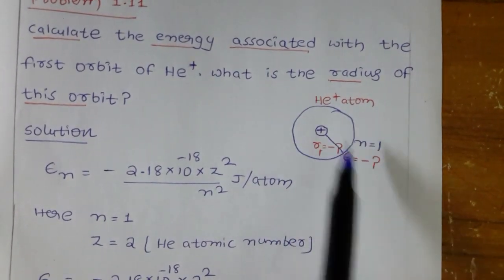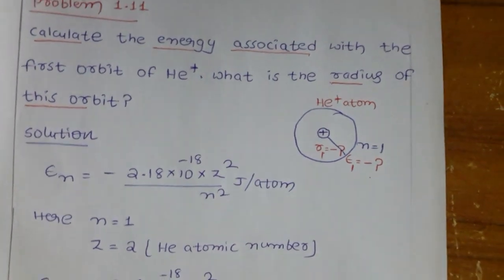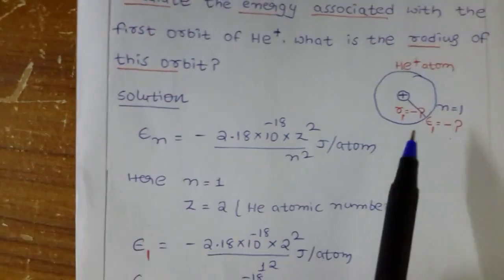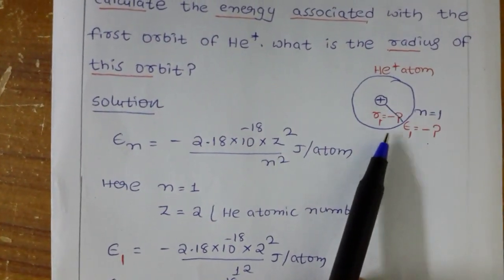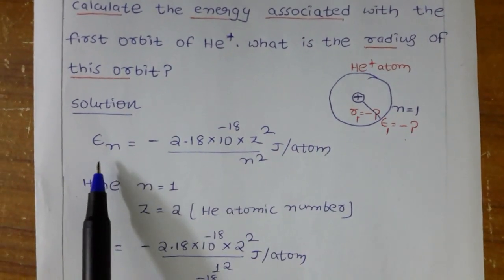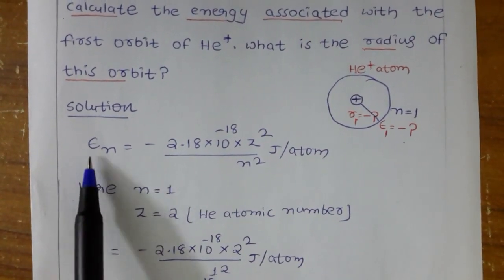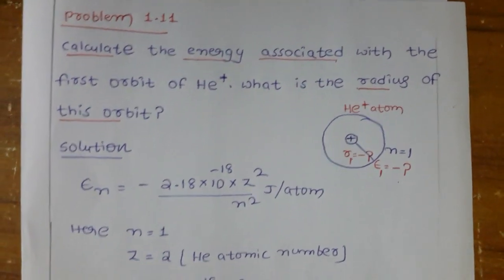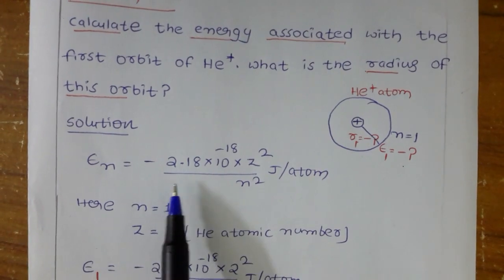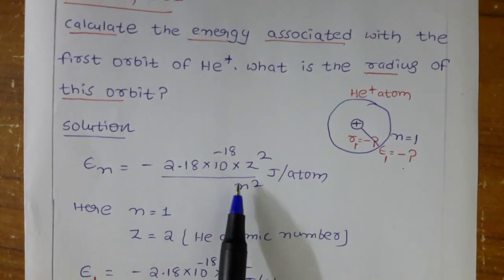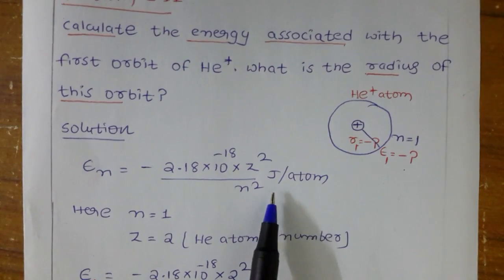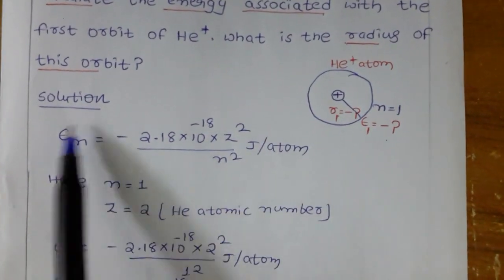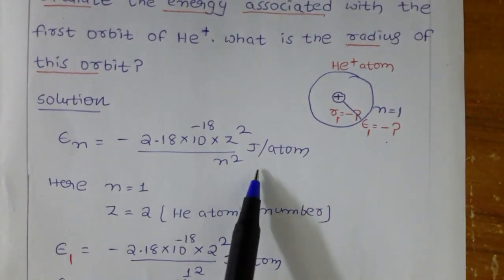And what is the energy of this orbit, they ask the two questions. Now, you can remember, for the energy of a particular orbit, you can calculate from the Bohr model. We have the expression: energy of the nth orbit equals minus 2.18 into 10 power of minus 18 into Z square by n square joule per atom, isn't it? So this is the energy calculation per particular orbit.